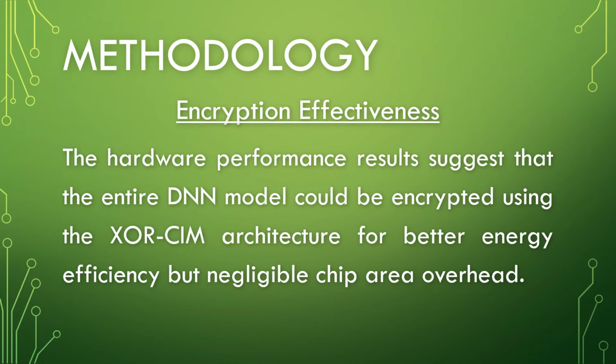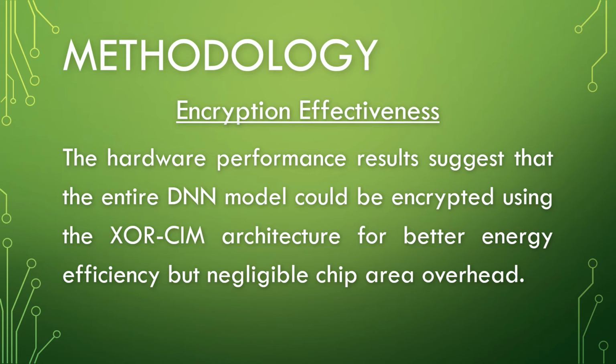Okay, next is the encryption effectiveness. Now, the hardware performance results suggest that the entire DNN model could be encrypted using the XOR-CIM architecture for better energy efficiency but negligible chip area overhead. Theoretically, we could encrypt the entire model with the same key among different subarrays. However, distributing a shared key all over the chip may increase the danger of key leakage. On the other hand, if the authors use different keys for different subarrays, key storage capacity will be a large overhead. So to overcome those challenges, the authors propose an efficient double key encryption strategy.